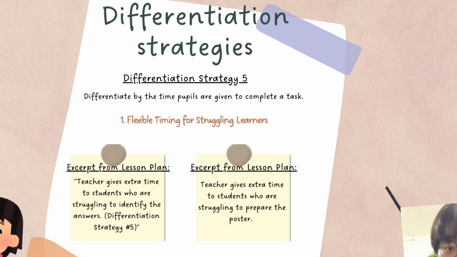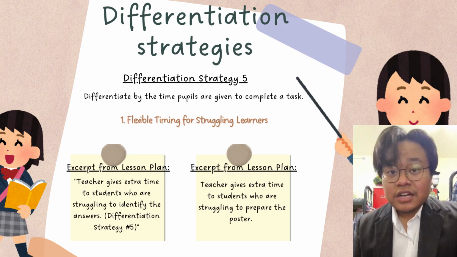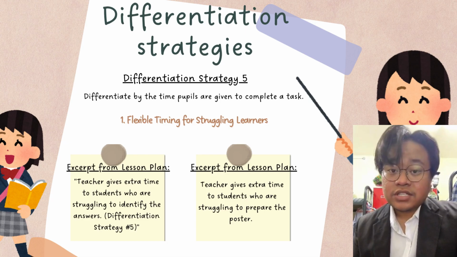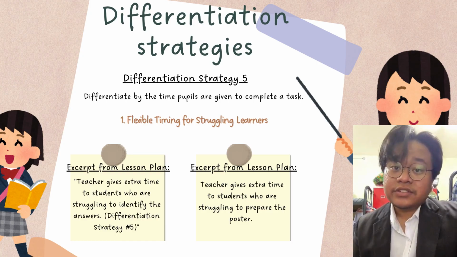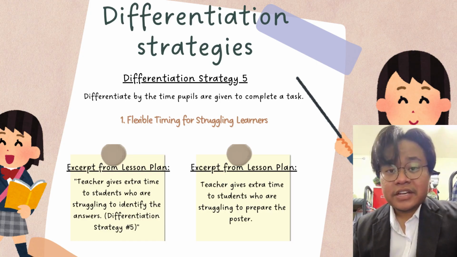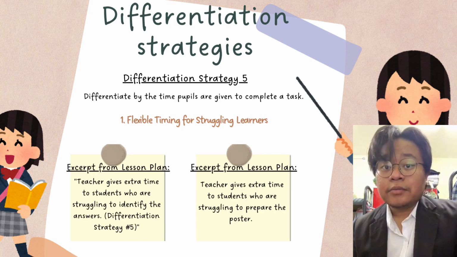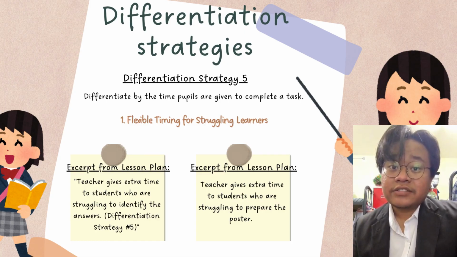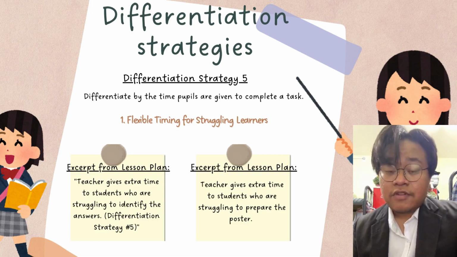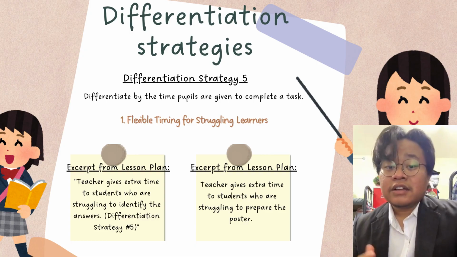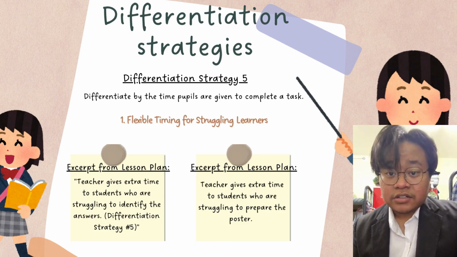Right now, I will talk about the differentiation strategies that are used in this lesson plan. First is differentiation strategy 5. Differentiation strategy 5 is about differentiating the time for people to complete a task. Based on the lesson plan provided, here are specific examples that illustrate how differentiation strategy 5 is achieved. First, flexible timing for struggling learners.